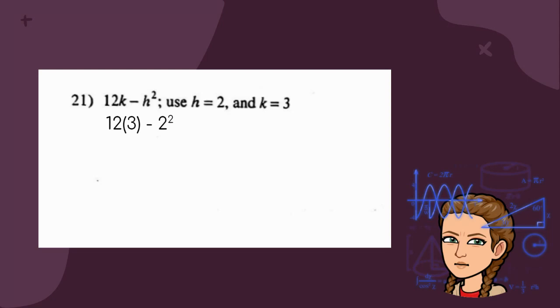Please, please use parentheses when you are substituting values in for variables when they have coefficients. Right? So from here, we do order of operations. Yes, we have grouping symbols, but we can't simplify inside of them. So we're going to do the exponents first. 2 to the second power is 4. Now it's multiplication time. 12 times 3, that's 36. 36 minus 4 is 32.